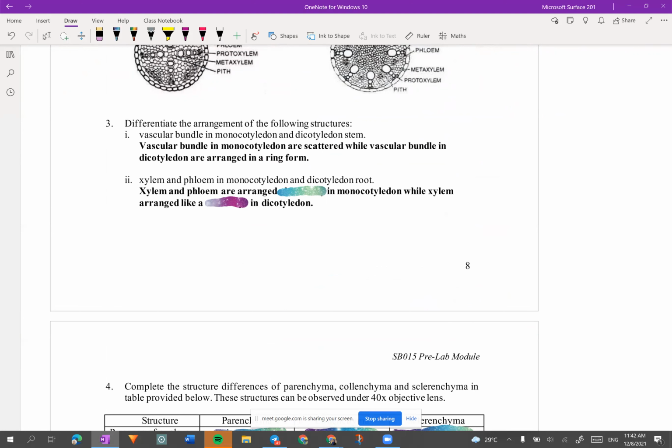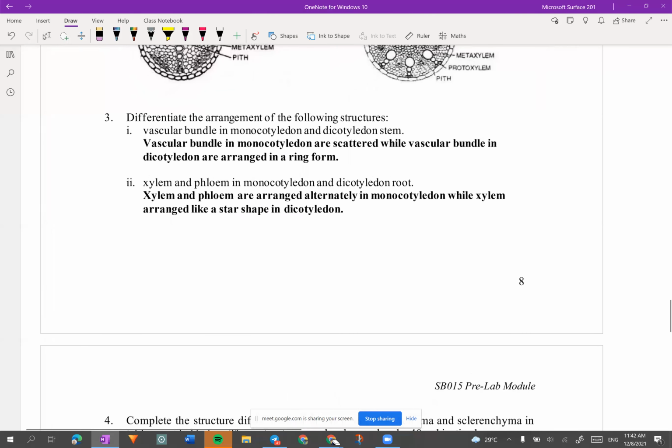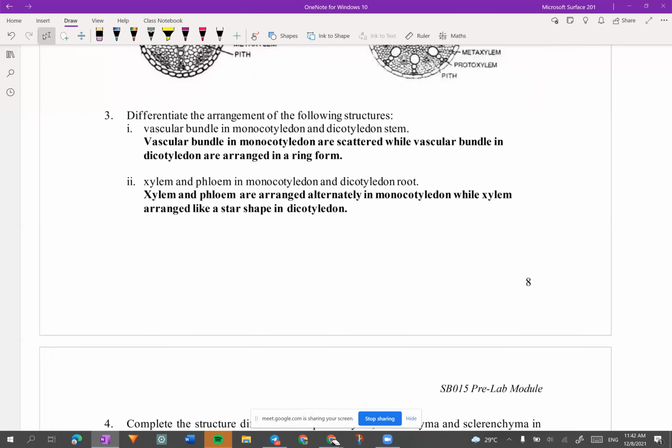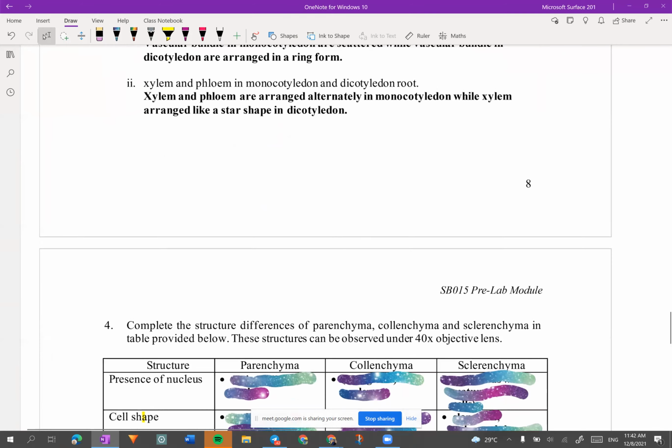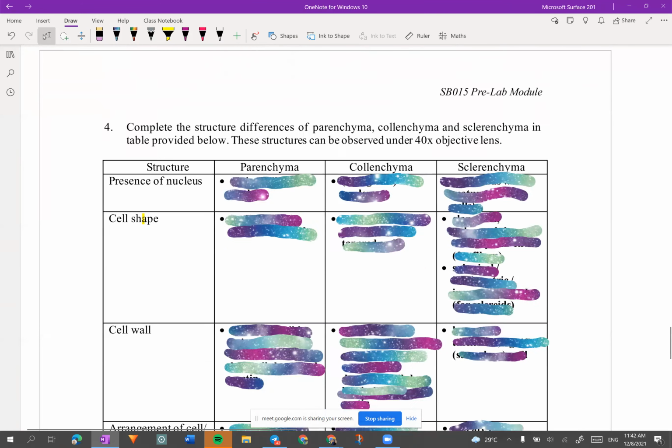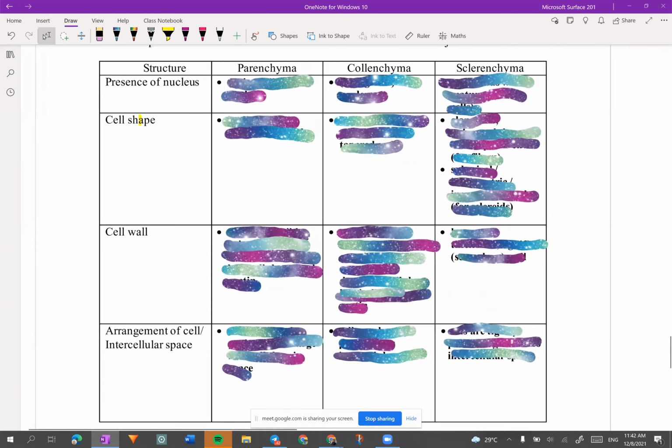Xylem and phloem in monocotyledon and dicotyledon root. Kalau monocotyledon, dia alternately. Kalau dekat xylem pula, xylem of the dicot, dia akan arrange in star shape. Boleh ni? Okay, ni different dia. Nak screenshot pun screenshot lah. Janji awak boleh tulis balik nanti. Right? Dan faham ketika ini.